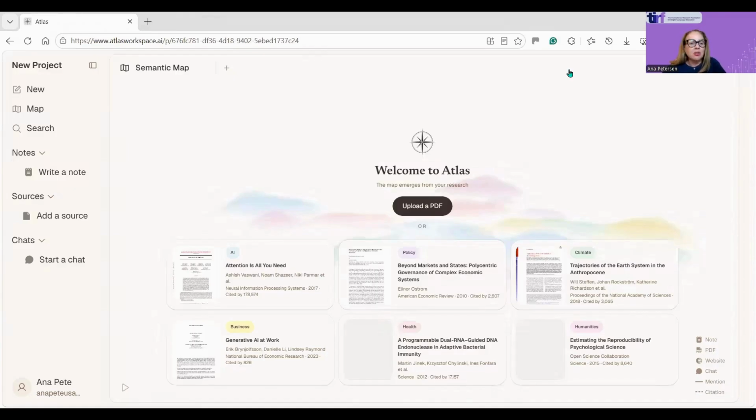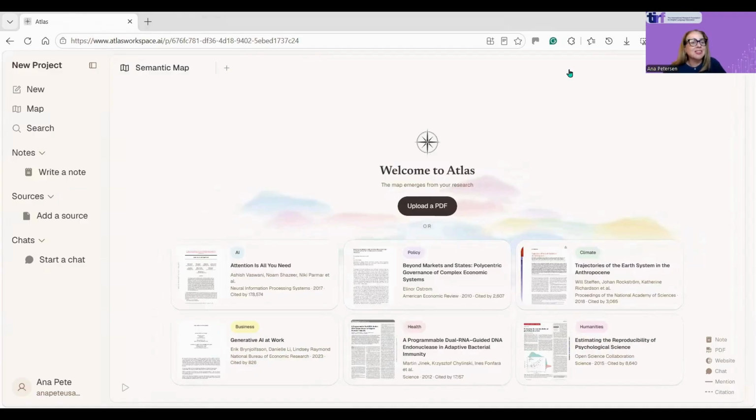So what you see here on the screen is Atlas Workspace. Atlas Workspace.ai is a tool that I have found quite interesting to help me put together ideas and summarize a bit for me. All you have to do is to log in. You create an account, right? So it's easy. You can use your Google account to just click here and there, receive a confirmation email, and you are already inside Atlas.